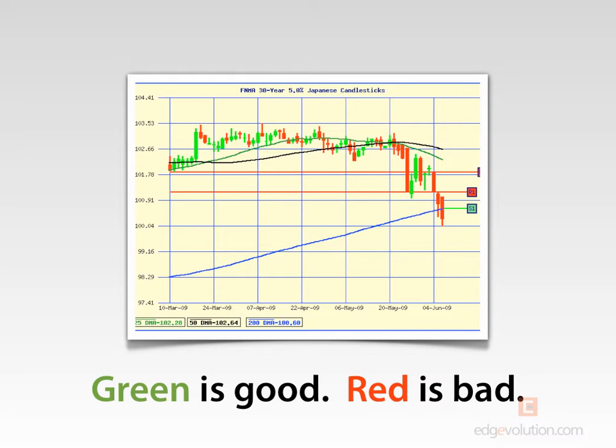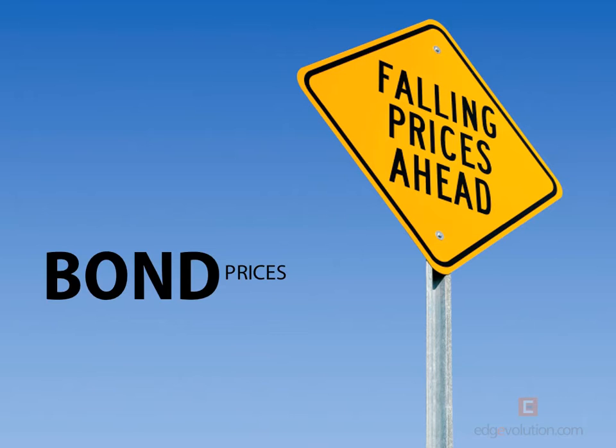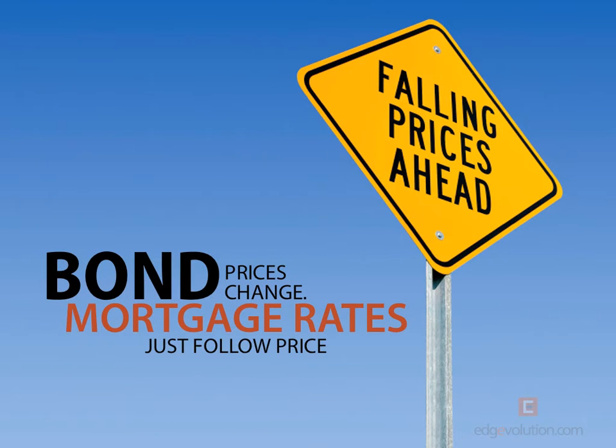Green is good and red is bad. Anytime you see green on this chart, it's good. It means bond prices are going up and mortgage rates are coming down. Conversely, when you see red, it's bad. It means that bond prices are dropping and mortgage rates are going up. The point here is that bond prices change. Mortgage rates just follow those prices.